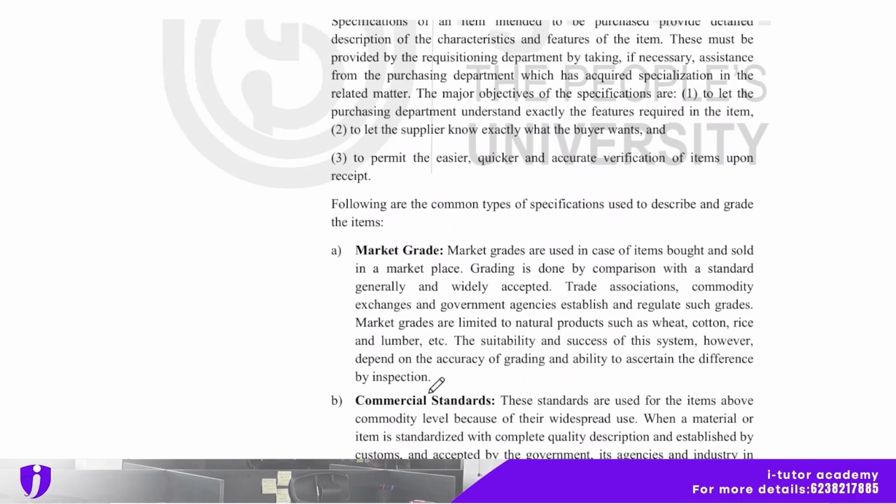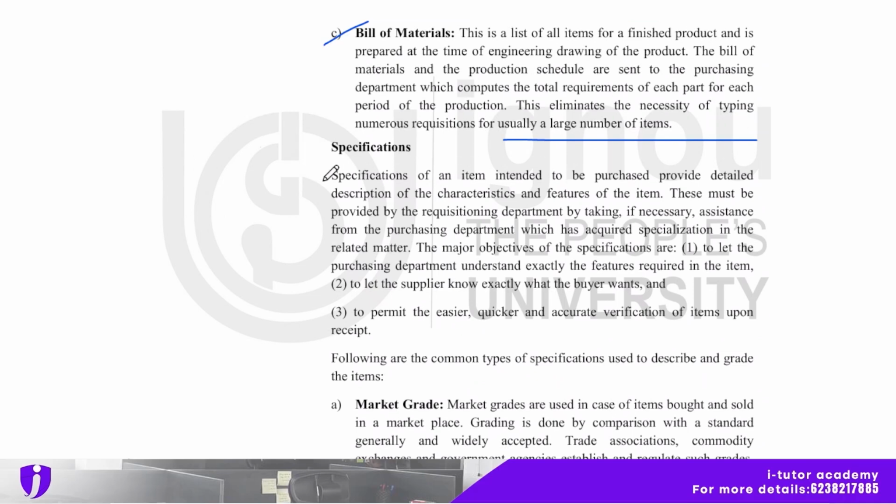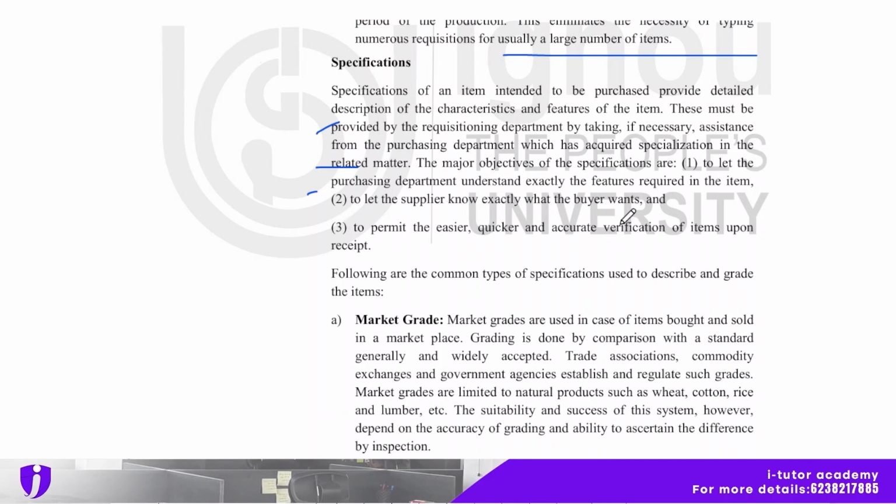Okay. Next is specification. So specification of an item intended to purchase provides a detailed description of the characteristics and features of the item. These must be provided by the requisition department, taking, if necessary, assistance from the purchasing department, which has acquired specialization in the related matter. And the major objectives of the specification are to let the purchasing department understand exactly the features required in the item, to let the supplier know exactly what the buyer wants, and to permit the easier, quicker and accurate verification of the item upon receipt.